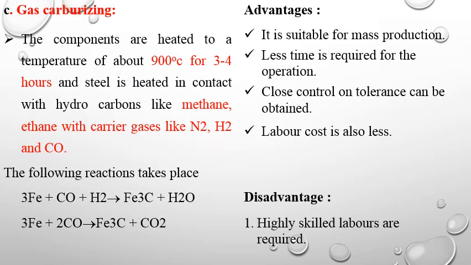And gas carburizing is heated at 900 degrees centigrade for 3 to 4 hours. The steel is heated in contact with hydrocarbons, methane and ethane, with a carrier gas. The following reactions take place for gas carburizing: Fe plus CO plus H2 gives iron carbon plus water, and it also reacts with iron and carbon oxide to give iron carbon plus carbon dioxide.